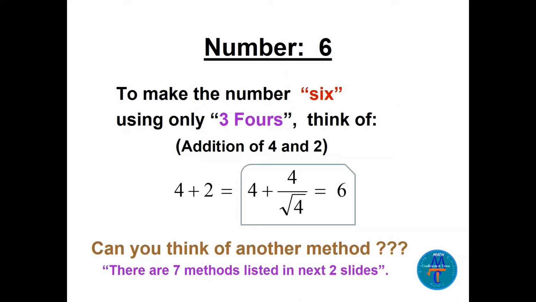So 4 plus 2, 4 I can leave it, 2, 4 over 2 will give 2 here. So I can write 4 over square root of 4. See, this is 3 4s. I cannot leave it 4 plus 2. You know why? Because we have only 4 and 2. I should leave the answer 3 4s equals 6. Can you think of another method? Please, I urge you here to try to find more than one way of writing 3 4s combined together to give 6.